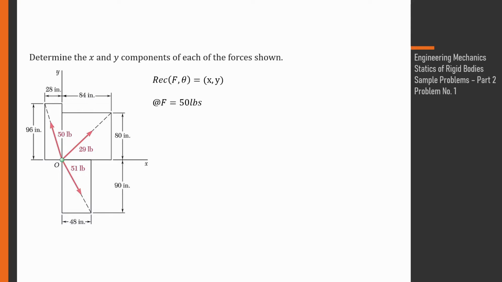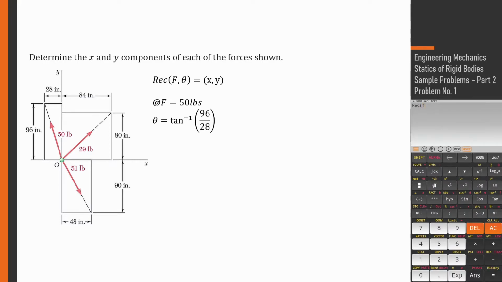So for the 50-pound force, tangent theta is equal to 96 over 28. So theta is equal to arctangent of 96 over 28. So rectangular coordinates, and then F, and then the theta is arctangent a over b, in which F, the magnitude of force, is 50, a, so 96, and then b is 28. So the horizontal or the x component is 14, the y component is 48.